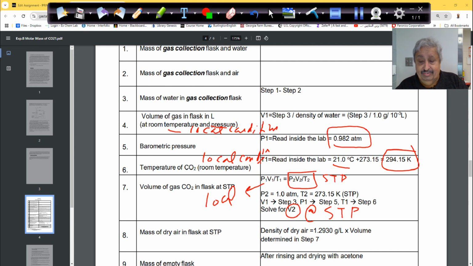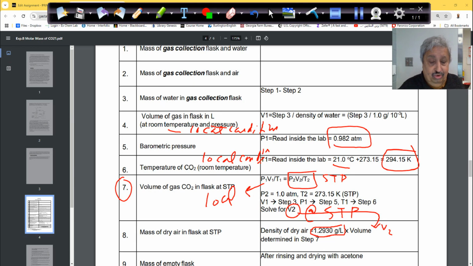The density of the air is given to you. Here it is, multiplied by the volume. The volume is in step 7. This volume here, V2. This is V2 here. Correct?